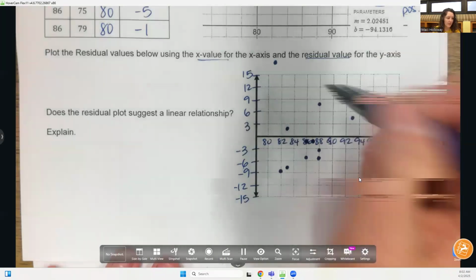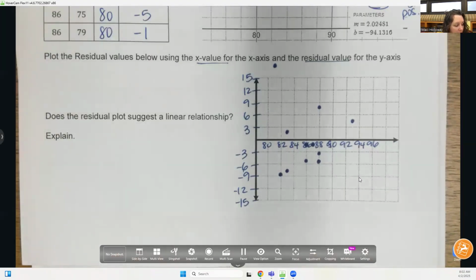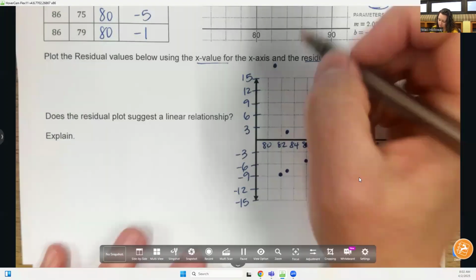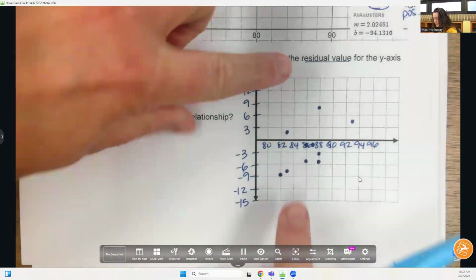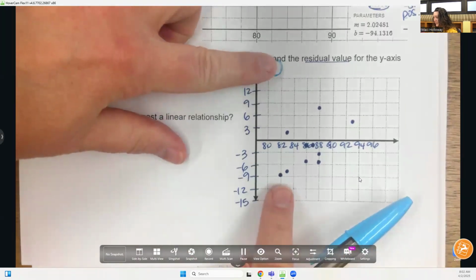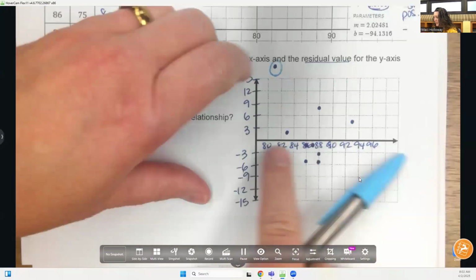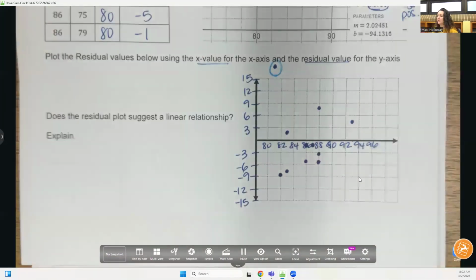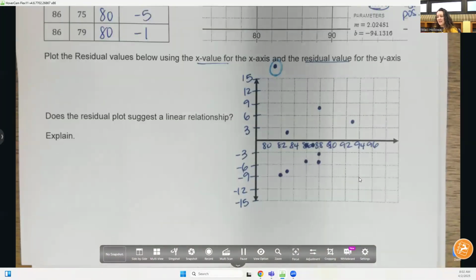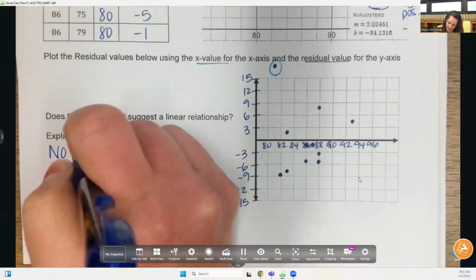And if you notice, we have kind of an extreme outlier here. And if you notice, in the lower 80s, the dots are farther away, but as we get increasing in our X value, our dots get a little bit closer to that 0 line. So does this residual plot suggest a linear relationship? The answer is no. We have an outlier.